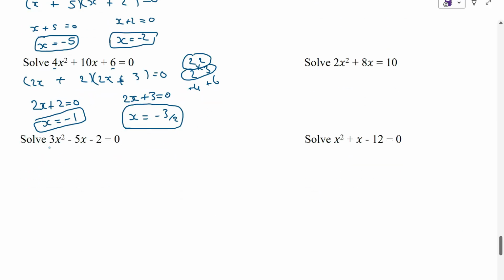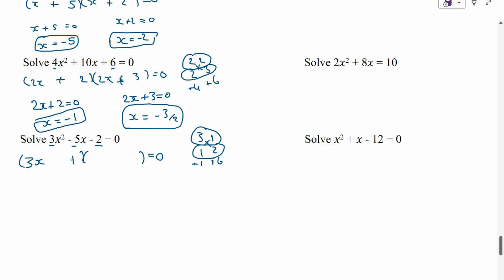Fourth one. Format looks correct. Same thing as before, double brackets. Two numbers are multiplied to give us 3, two numbers are multiplied to give us 2. So 3 and 1 and 2 and 1. Cross multiply, 6 and 1. So to get minus 5, we've got to do minus 6 plus 1. Okay, so that looks like our two double brackets.